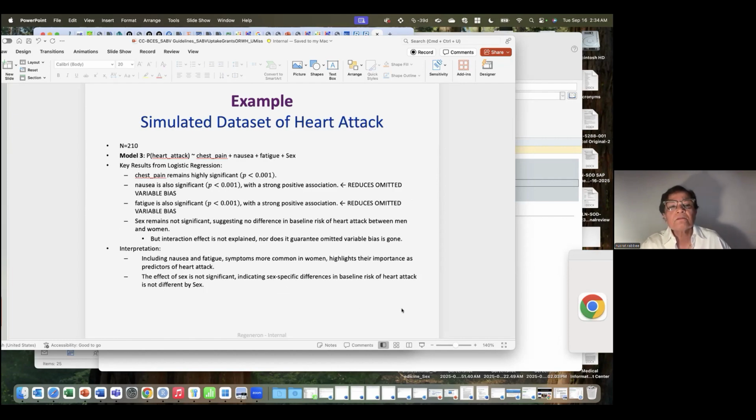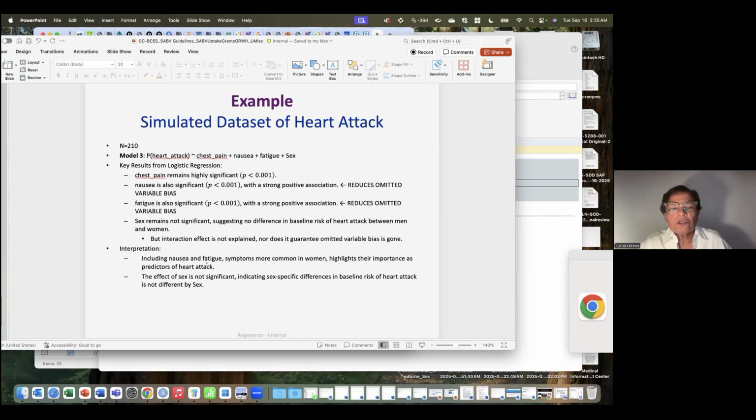Model 3, I bring in fatigue. Now chest pain is significant, nausea is significant, obviously reducing omitted variable bias, fatigue also is significant, and sex remains not significant. But still, the interaction effect is not explained because no interaction terms are in the model. So if you just stop there, then you would say, well, you have a pretty good correlation model.